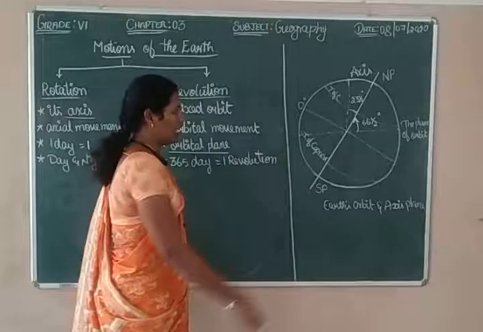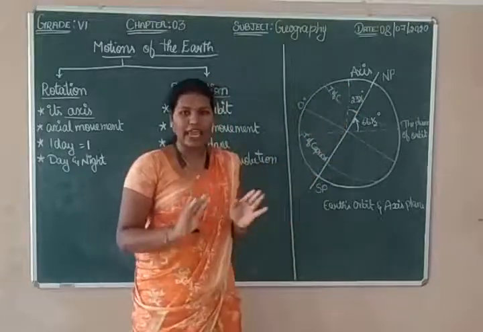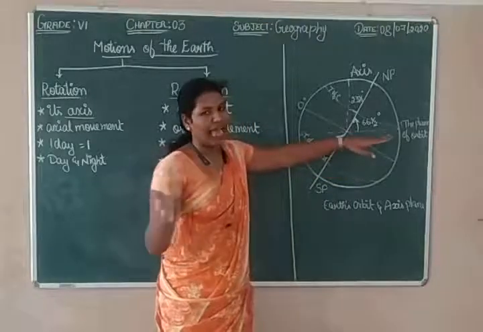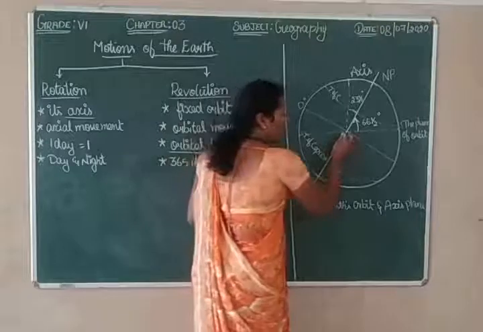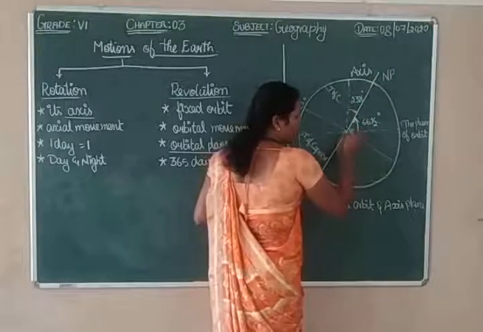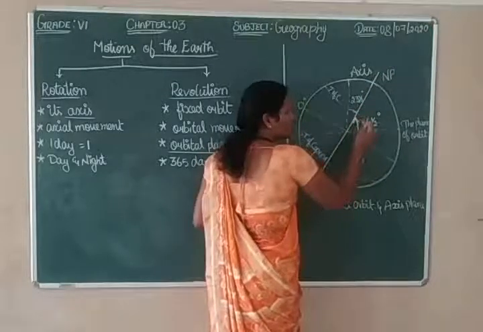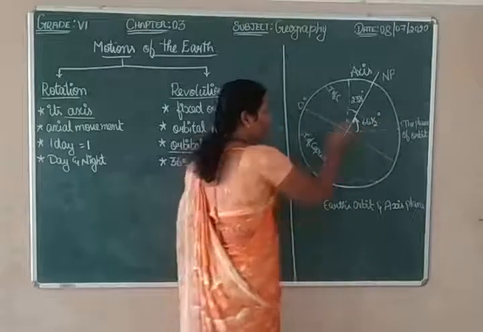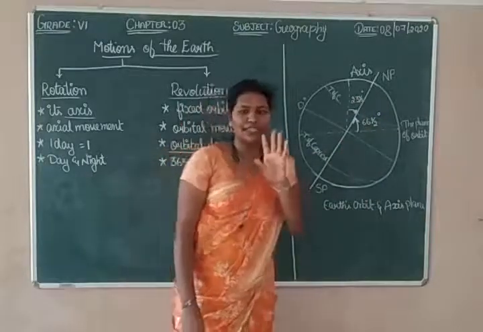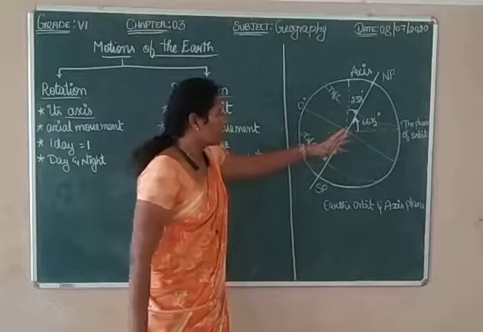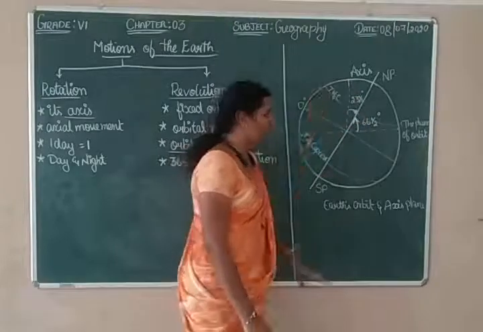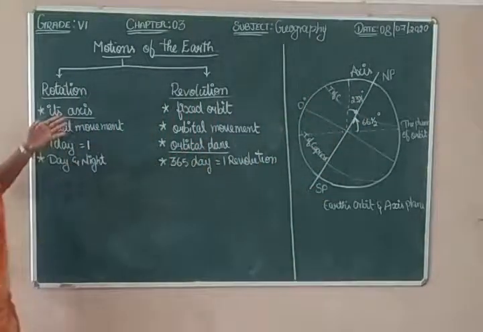See here children, here axis is an imaginary line. We can calculate the degree of the orbital plane by two methods, horizontally as well as vertically. By horizontally we can calculate that from the axis to the orbital plane, the degree is 66.5 degree, and by vertically it is 23.5 degree, right? As earth rotates in an anti-clockwise direction, the degree is 66.5 degree horizontally and 23.5 degree vertically. This is about the orbital plane as well as the axis.